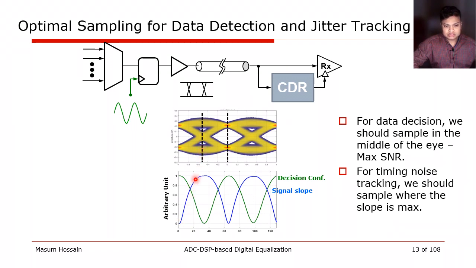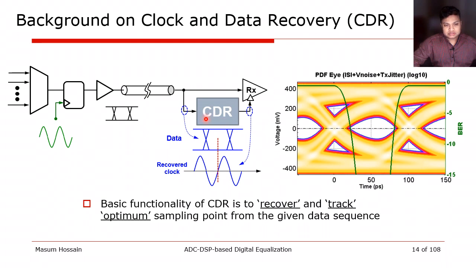Therefore, the place where the slope is highest is the right location to sense such a drift, and that happens to be the edge of the eye. Usually, the CDR is the one that tracks such a drift. The purpose of the clock and data recovery, or CDR, is to recover a clock from the input eye such that its sampling point happens to be the middle of the eye, or where my bit error probability is at its minimum or the SNR is at its maximum. Not just that, any drift in the input eye should be tracked such that this optimal sampling point is maintained.